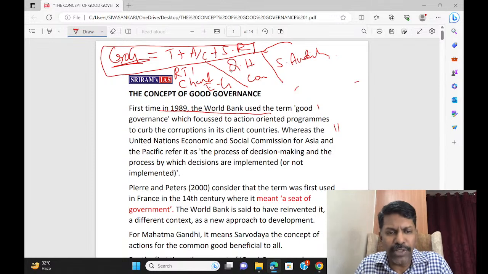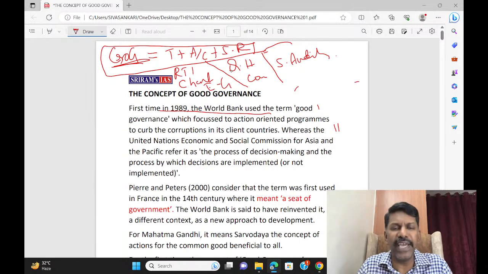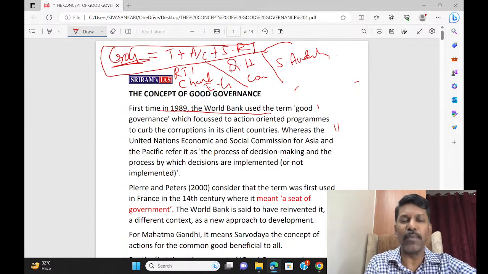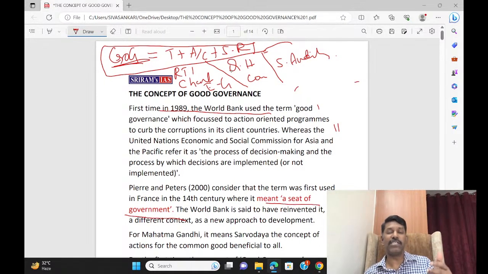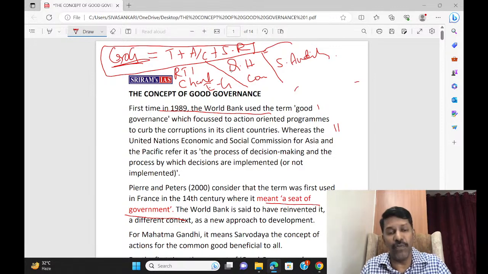But if I want to look into the matter of good governance, I have to go to the first time in French society, around the 14th century. There the concept of good governance meant a seat of government. On that basis, the concept of good governance came into existence from the very beginning of the 14th century onwards.